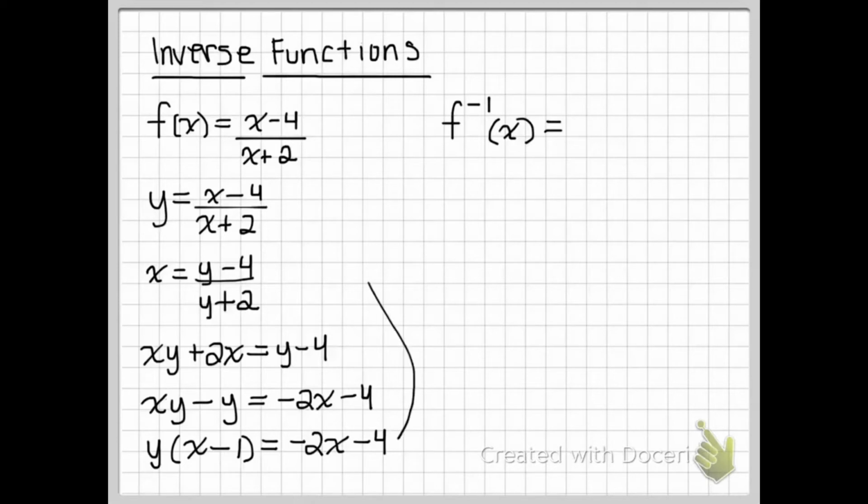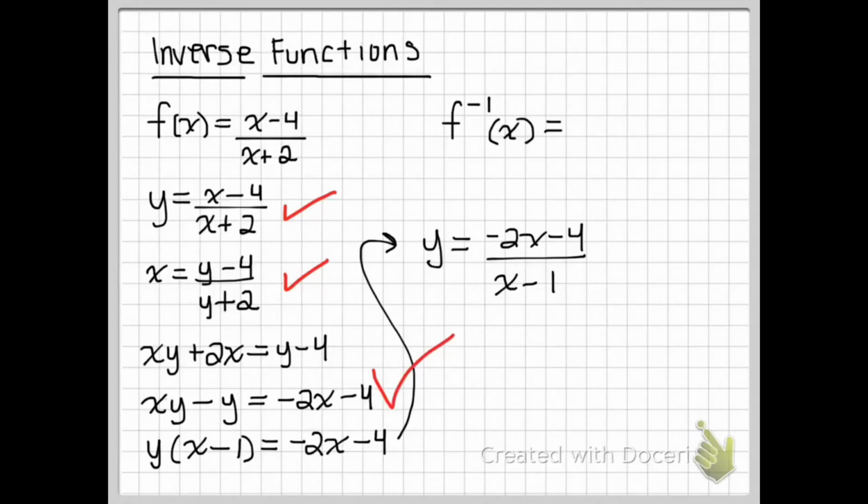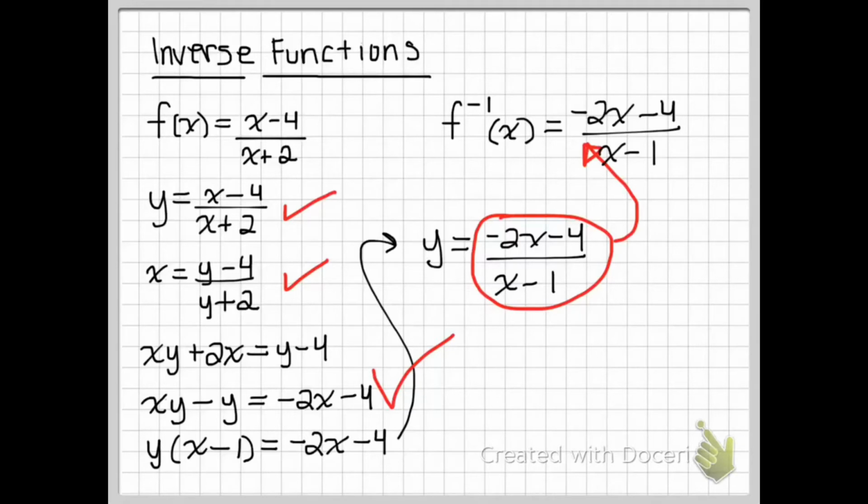Now, I'm just about finished here. Solving for y, I get negative 2x minus 4 over x minus 1. And that is the inverse. Now that I've followed this process, these steps here, so it was substitute y, and then switch x and y, and then solve for y, and now that's the inverse. So I'm going to use that expression to say what the inverse is. So the inverse f negative 1 of x is negative 2x minus 4 over x minus 1. And we found the inverse.